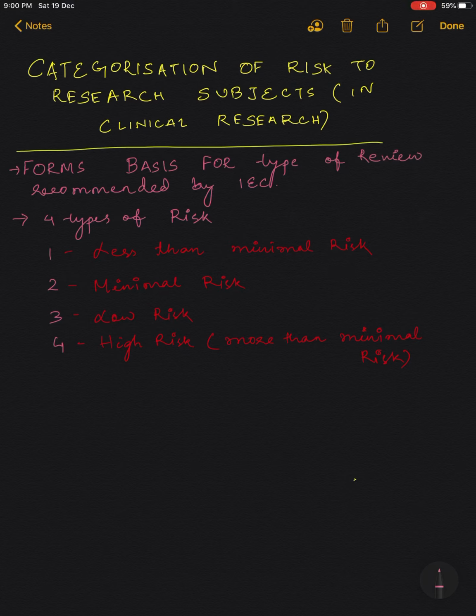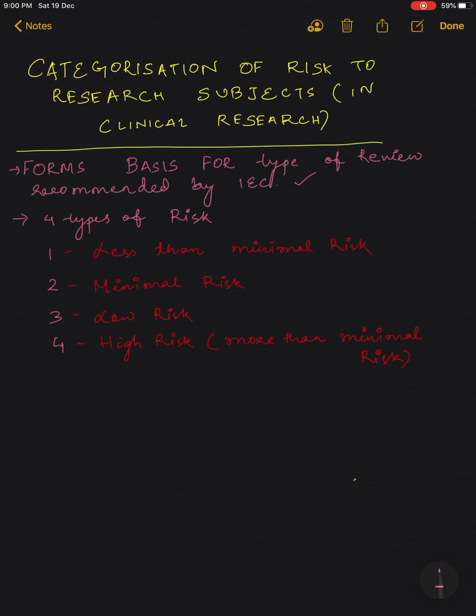Hi guys, today we will be discussing categorization of risk to the research subject in clinical research. This categorization of risk to the research subject forms the basis for the type of review recommended by the institutional ethics committee.